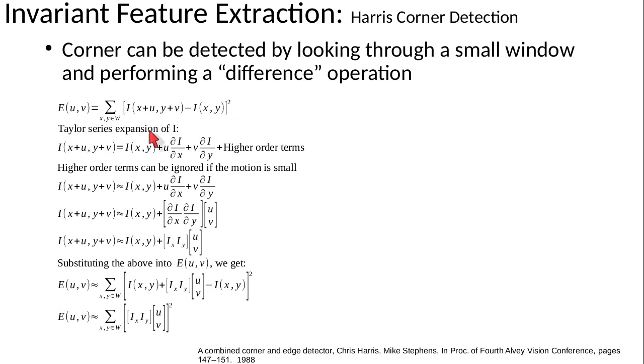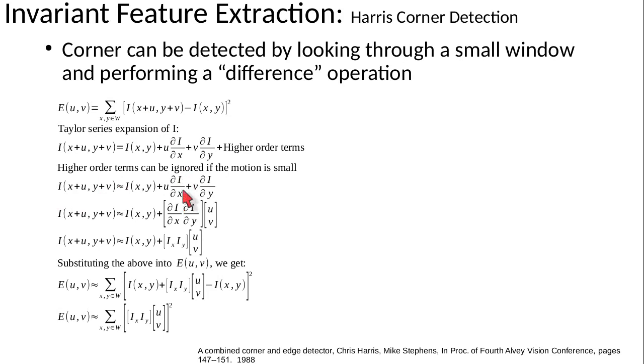The Taylor series expansion of the intensity or the value of the image at this location x plus u, y plus v can be given in the following way. I of x plus u, y plus v is equal to I of x comma y plus u times change of the image along the x direction plus v times change of the image along the y direction plus higher order terms. If the window moves by a very small amount, the values of u and v will be small and the higher order terms will be insignificant. They can be ignored to get an approximation like this.